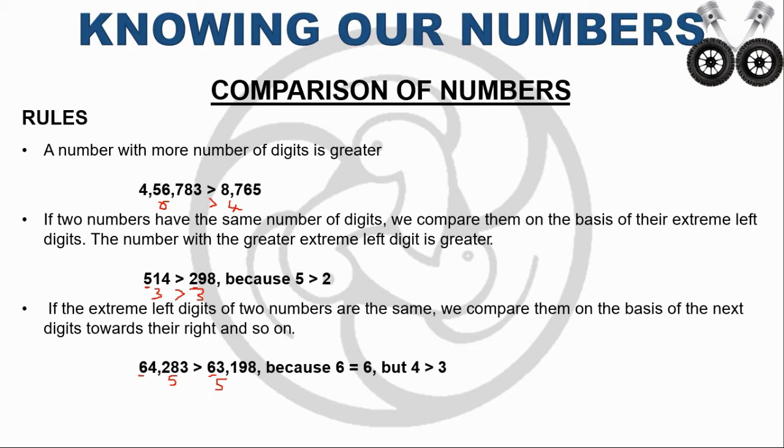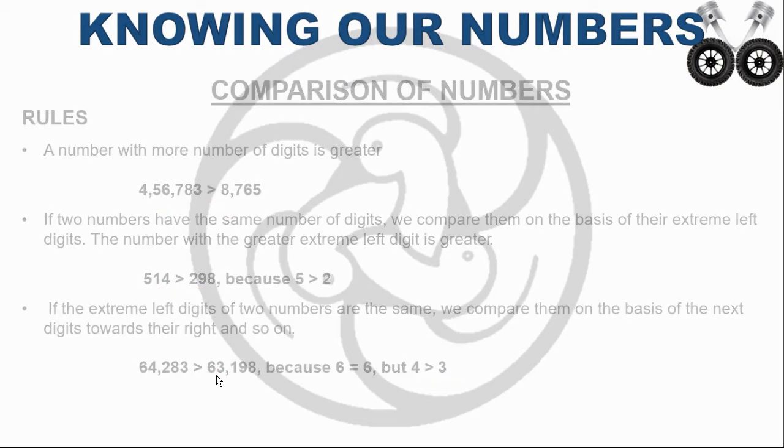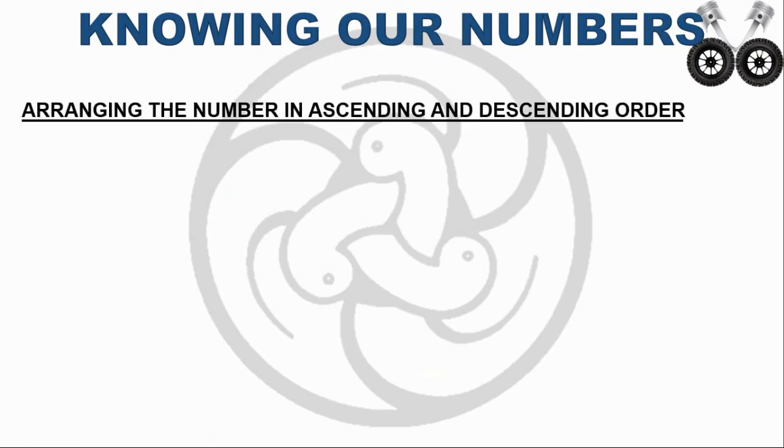So now you have to compare the second digit. What is the second digit here? 4, and here the second digit is 3. Which is greater? 4 is greater than 3. So which number is greater? 64,283 is greater than 63,198.